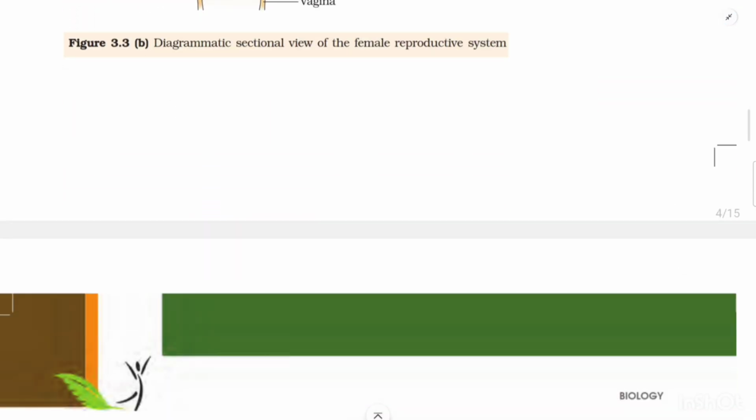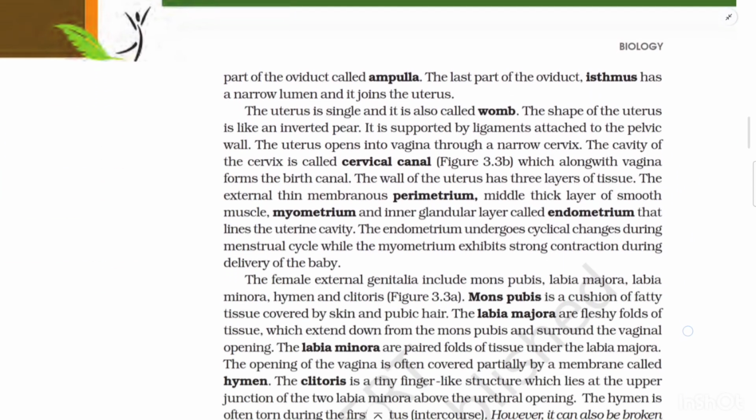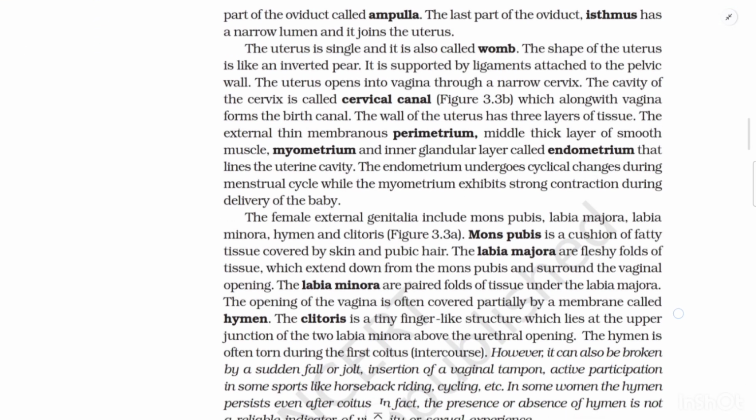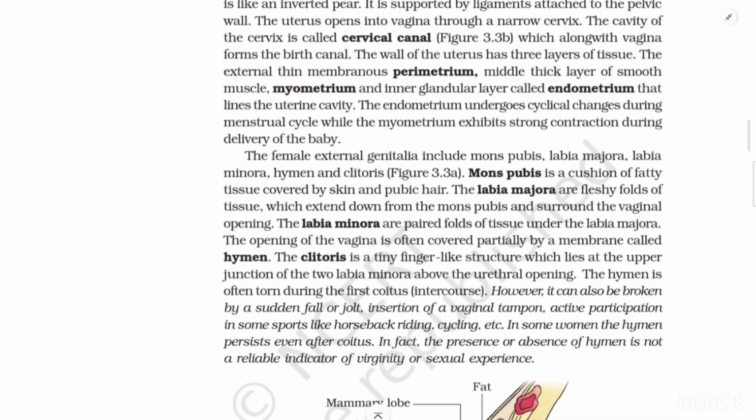The edges of the infundibulum possess finger-like projections called fimbriae, which help in collection of the ovum after ovulation. The infundibulum leads to a wider part of the oviduct called ampulla. The last part of the oviduct, isthmus, has a narrow lumen and it joins the uterus. The uterus is single and is also called womb. The shape of the uterus is like an inverted pear. It is supported by ligaments attached to the pelvic wall. The uterus opens into vagina through a narrow cervix. The cavity of the cervix is called cervical canal, which along with vagina forms the birth canal.